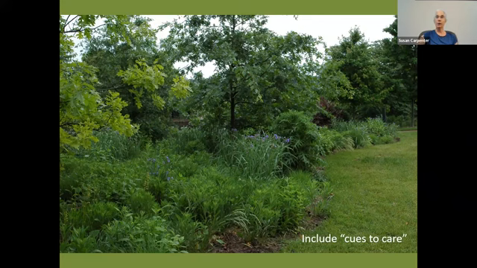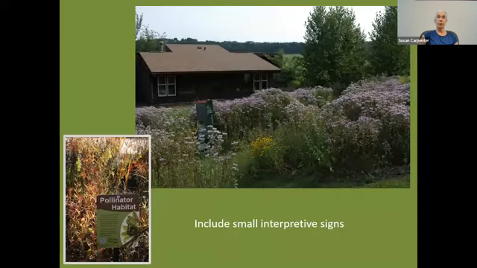If you have a good distinct edge on your garden, maybe a border there. This is a curved border of one of our gardens. It becomes very obvious this is an intentional garden, and that can be important in communicating and just having people enjoy your garden. Little interpretive signs are helpful too.